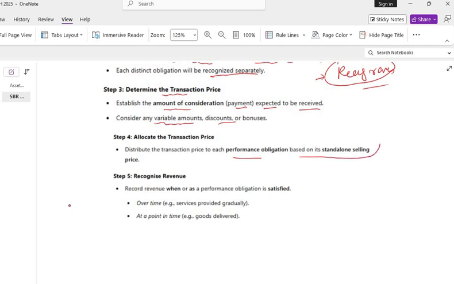And then you will have to allocate the transaction price to the performance obligations, and that will be based on stand-alone selling prices. And at the end you have to recognize revenue when the performance obligation is satisfied. Okay, the performance may be satisfied over time, then you have to recognize gradually as the services are provided, so you have to record that revenue in that pattern, and at a point in time, when the good or service is delivered, at that time you have to recognize the revenue. Clear?